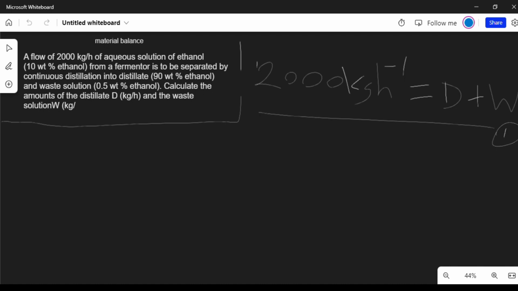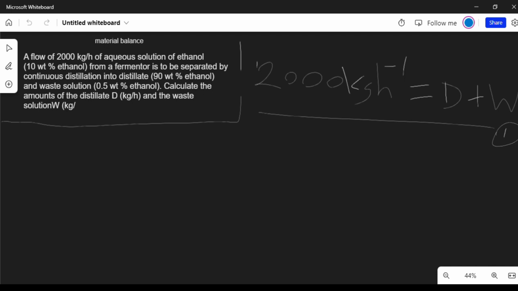Now let's read the question further. When you read the question, you realize that in brackets, it was indicated specifically the quantity of ethanol that was present in each of the components. So it says that initially, the aqueous solution of ethanol was made up of 10% ethanol. And then the distillate that was produced was made up of 90% ethanol, as well as the waste solution being made up of 0.5% ethanol.